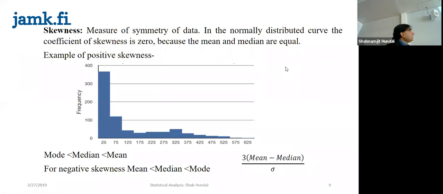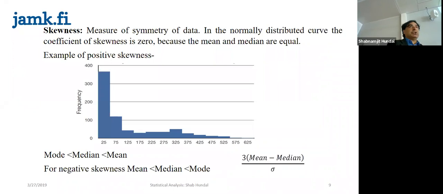Yeah. So this is the right, or the positively skewed. And one characteristic of a positively skewed distribution is that the mode is smaller than the median, and the median is smaller than the mean.